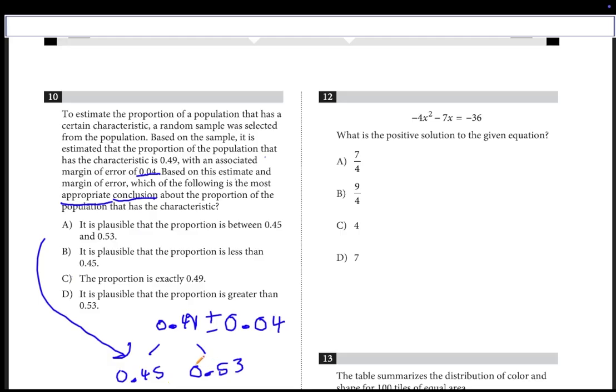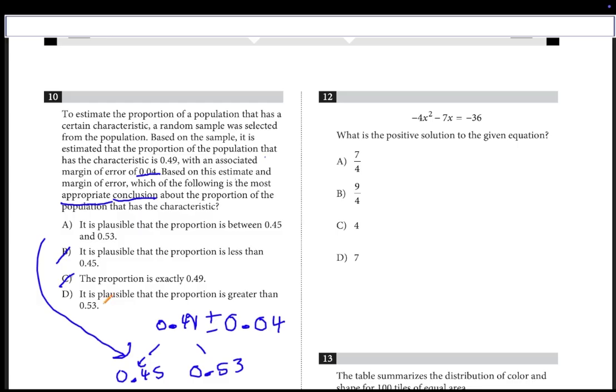But let's still check the other answers. B states, it is plausible that the proportion is less than 0.5. This is wrong because 0.5 is the smallest plausible proportion. So we know B is wrong. C, the proportion is exactly 0.49. This is wrong as well. As we're studying, we have a margin of error, so it cannot be exactly 0.49.